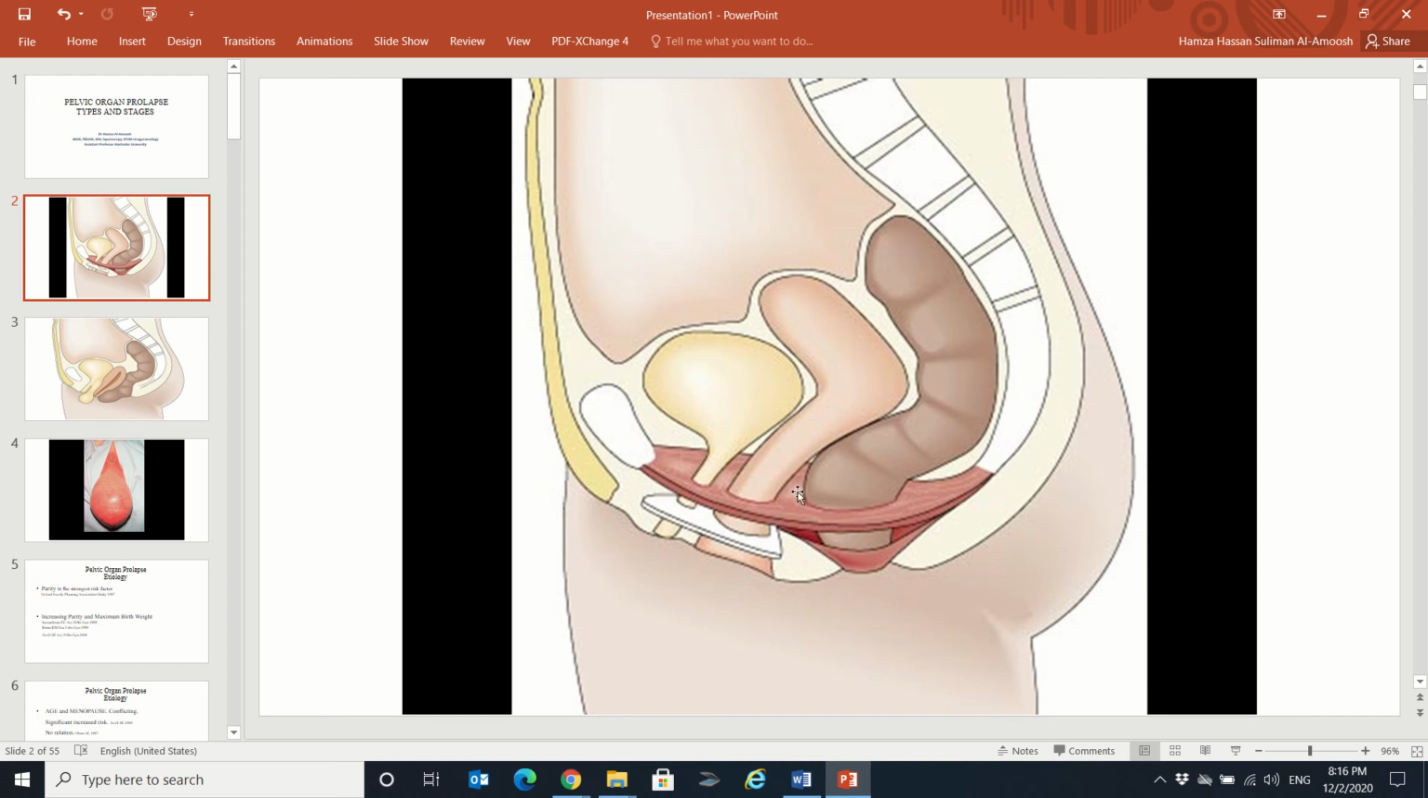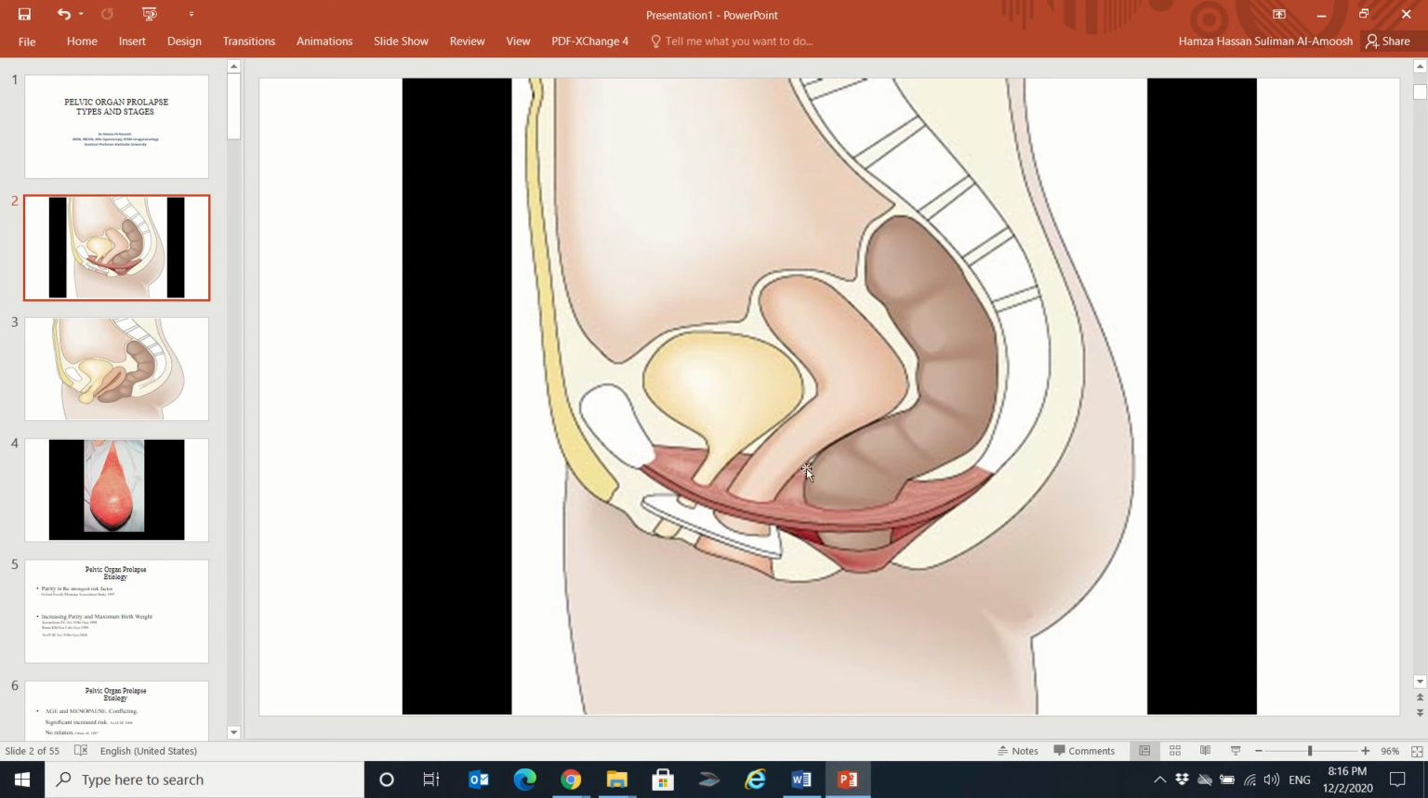If we look at the posterior wall here, the area between the rectum and the vagina is called the rectovaginal septum. This supports the posterior wall of the vagina. If we have weakness here, then the rectum will push inside the vagina and we'll have a bulge in the vagina. If we have any problem with the support of the uterus, it will go down inside the vagina.